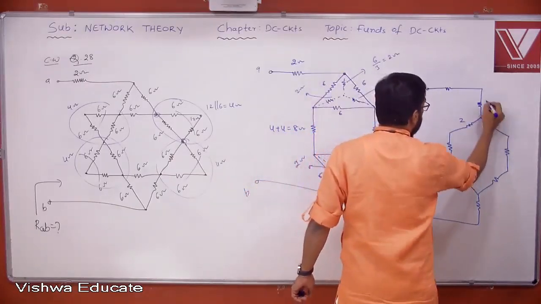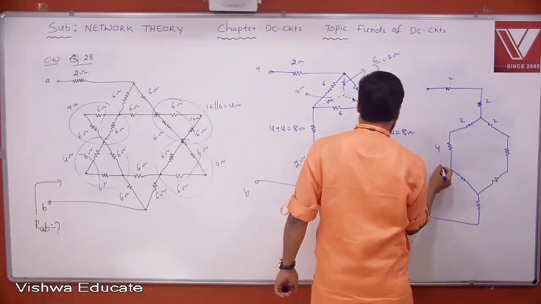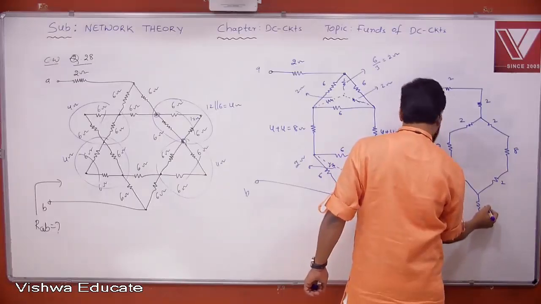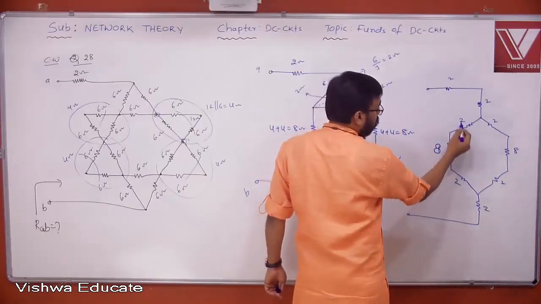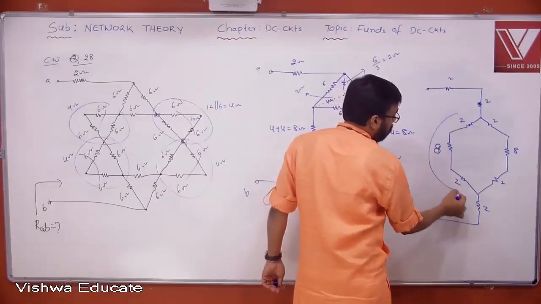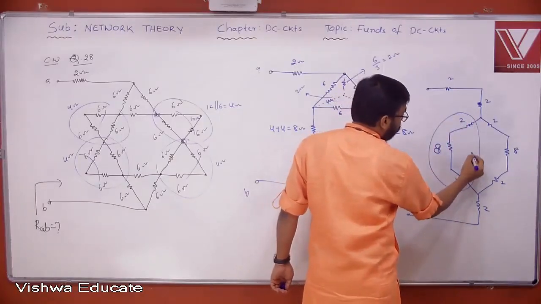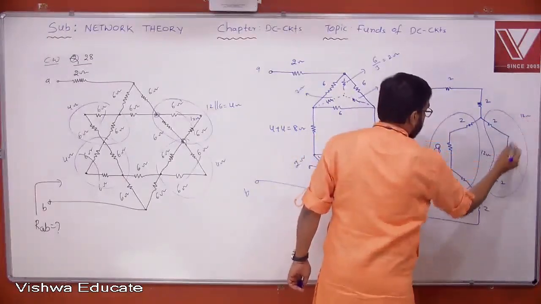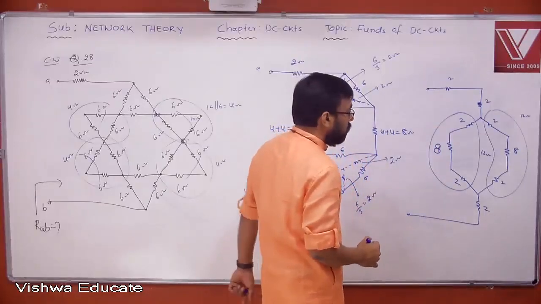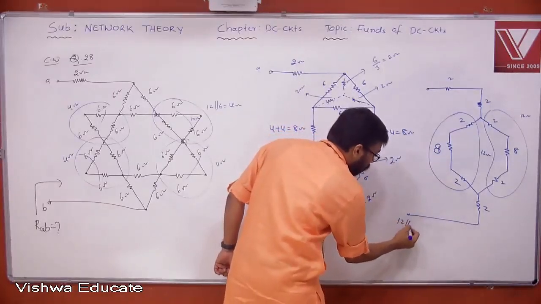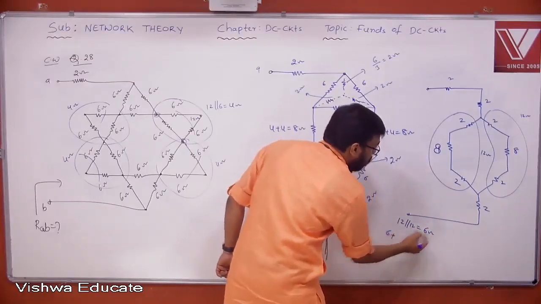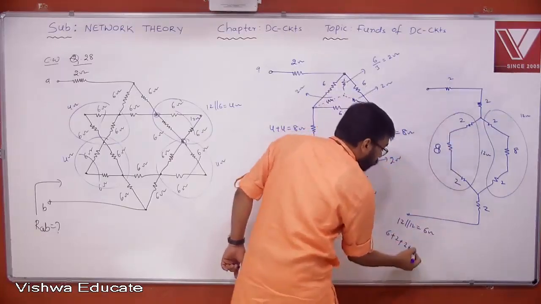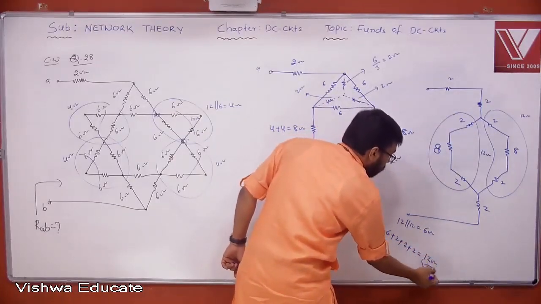So what is this? 2, 2, 2, 2, 4, not 4, 8, right? 8 and 2, 8, 2 and this is 2. Look at this. 2 plus 8 plus 2. How much is it? Okay, 12. This is 12 ohm. This is also 12 ohm. Now 12 and 12 in parallel. How much is it? 6. 12 parallel 12 is 6. Now 6 plus, this is 2. This is also 2. How much is it totally? 12 ohm resistance. This is your answer.